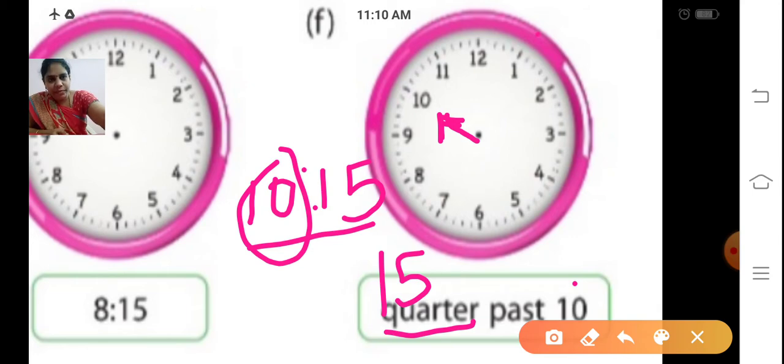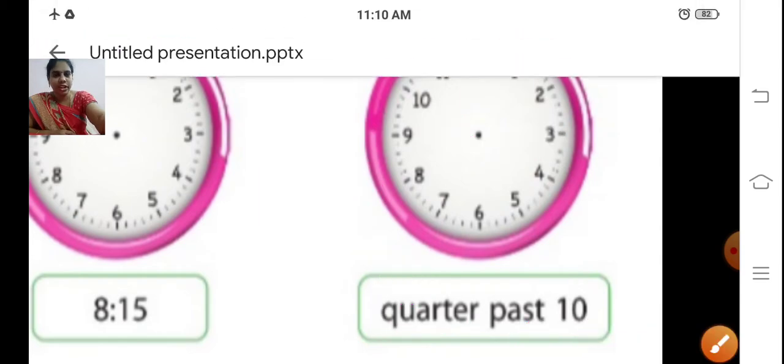See, 1 represents 5 minutes, 2 is 10 minutes, 3 is 15 minutes. So it should be at number 3. So what is the time now? 10:15. How will you draw this? The shorter hand, that means the hour hand, should be at 10 and the minute hand should be at 3, as it is 15 minutes. So the minute hand should be at 3. Clear, children, how to draw this?